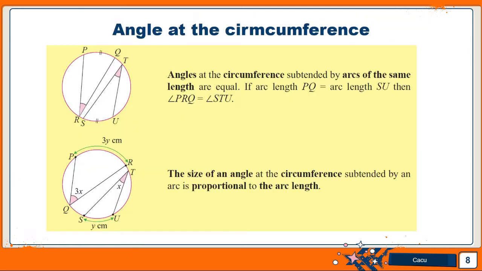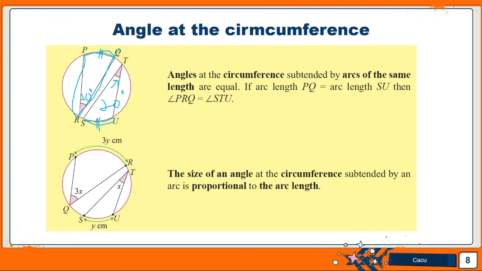Okay, next. Now we look at angles at the circumference subtended by arcs that are the same length are equal. So we can see here, the arc PQ is the same as SU, right? Which means when they are the same, the angle at the circumference will also be the same. Meaning that if this angle is 20 degrees, then angle STU, this one here, will also be 20 degrees.